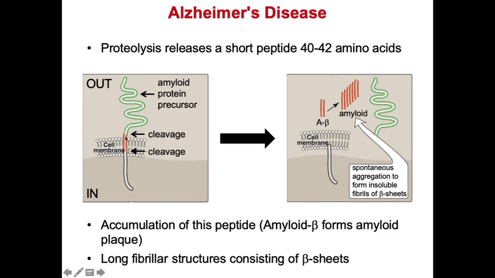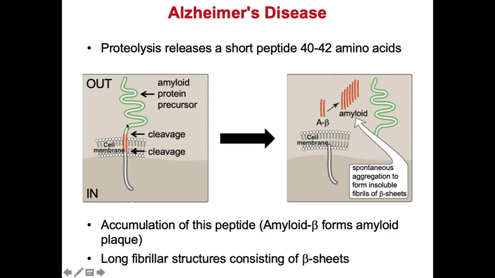Enzymes cleave this, and this short form here, coloured in sort of orangey brown, is released outside the cell, and it's the build-up of this protein that they all combine together, and they form insoluble fibrils, and they are composed mainly of beta sheets. And it's the build-up of this which causes neuronal cell death.